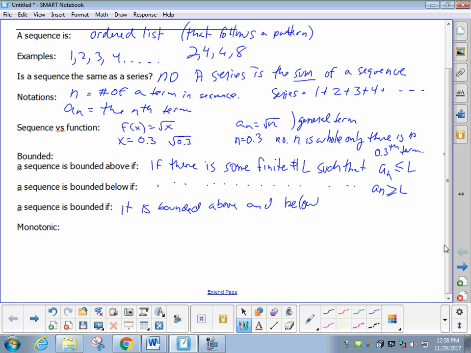Monotonic. I've said that a couple times this year, but I don't know if you remember. What does monotonic mean? Okay, so you stepped it out. You definitely know what mono means, but what does the tonic mean? And the answer is big fat. No.